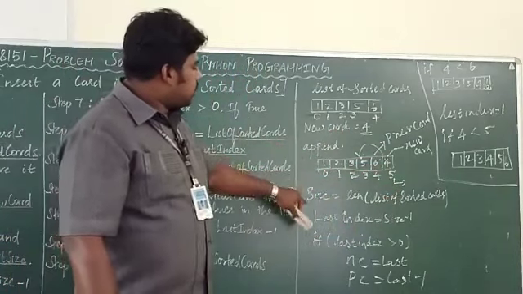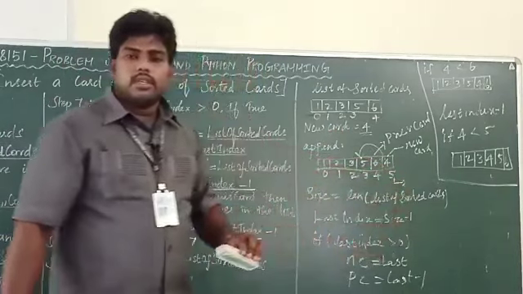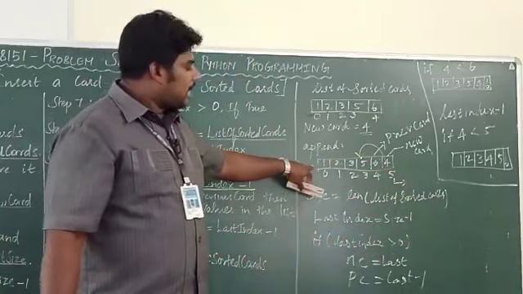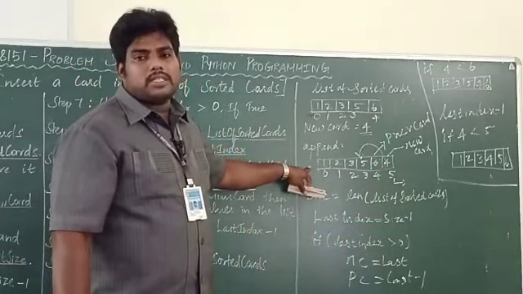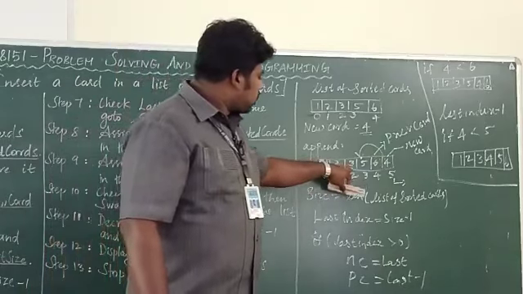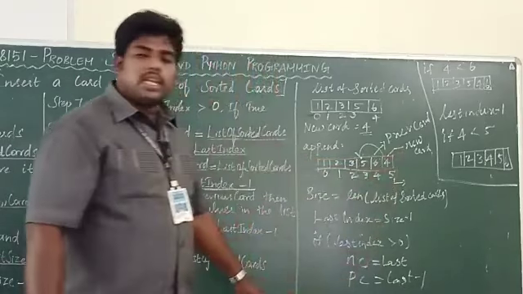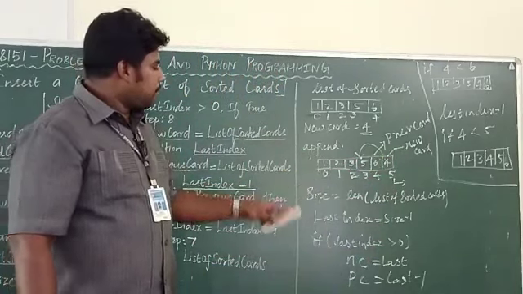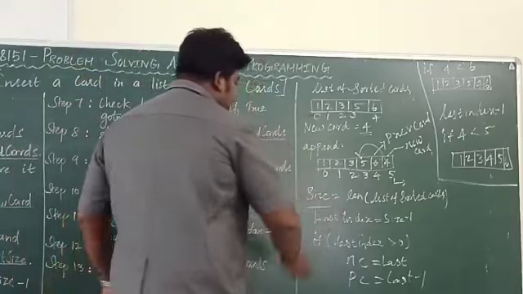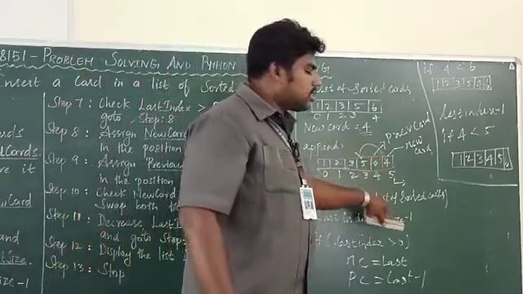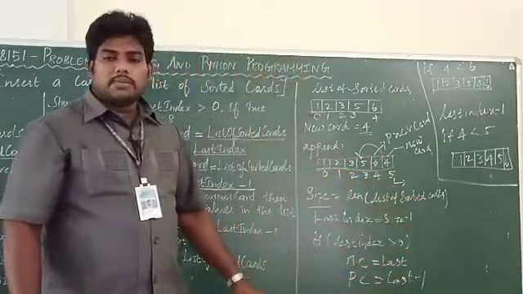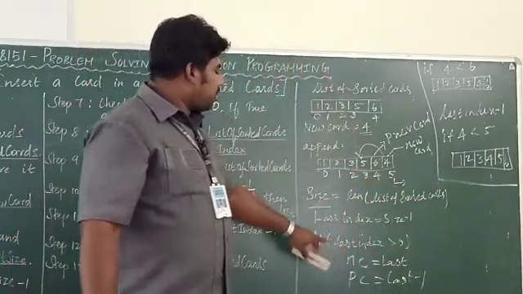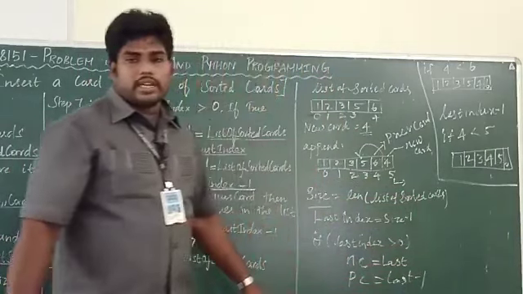So, first, what's the size of the list? For solving this logic, we want to find the size of the list. Size means how many elements are in the list. That's it. 1, 2, 3, 4, 5, 6. Totally 6 elements are there. So your size is nothing but the length of this list of sorted cards. Size is nothing but the length of the list. This list name is list of sorted cards, so length of list of sorted cards.